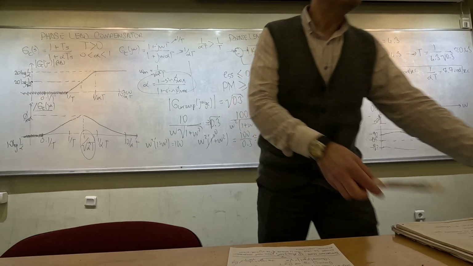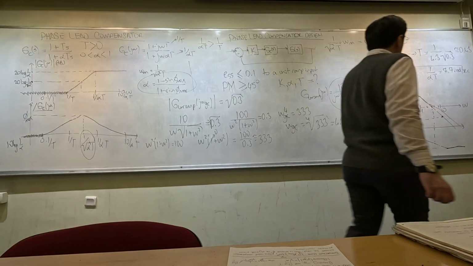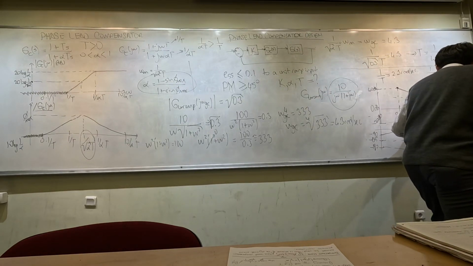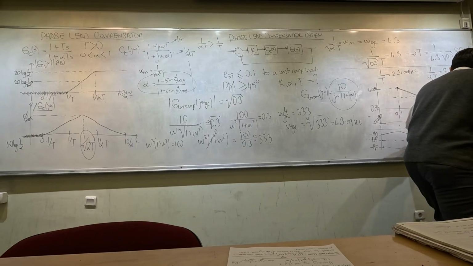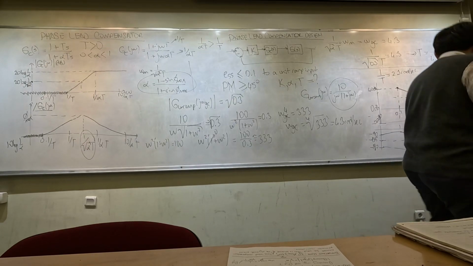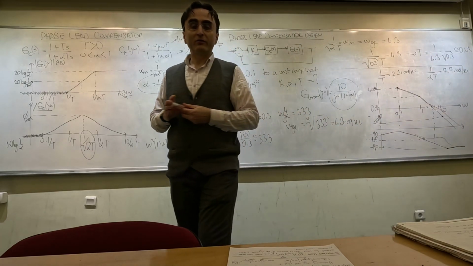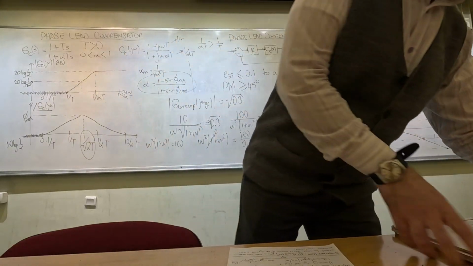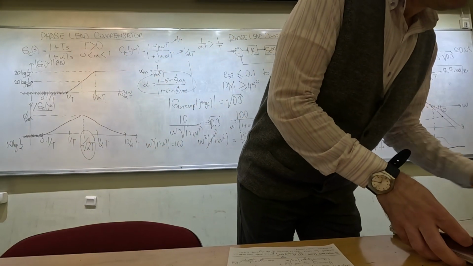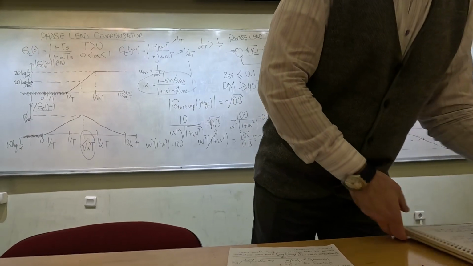Okay? And when you look at the compensated phase, you're actually going to get something like this. Around here, we're going to get the increase, and we will get the required phase margin like that. Any questions?